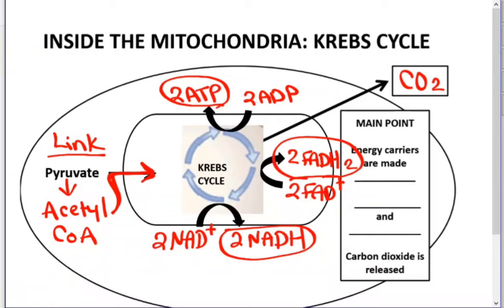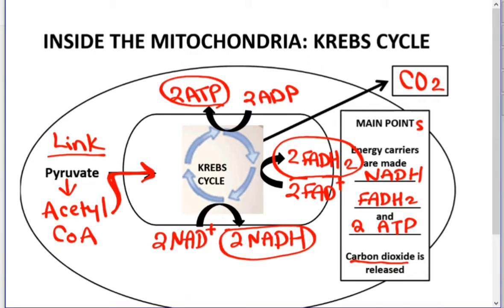Okay? So your main point, this should really be main points because there's more than one. Energy carriers are made. I make NADH, FADH2, and 2 ATP. Because I broke down a carbon-based molecule, because I oxidized a carbon-based molecule, carbon dioxide is also released in this step.